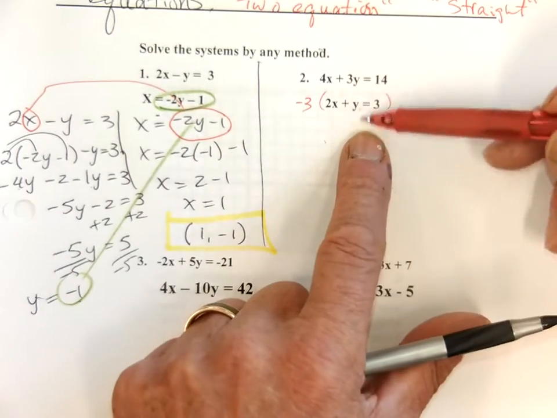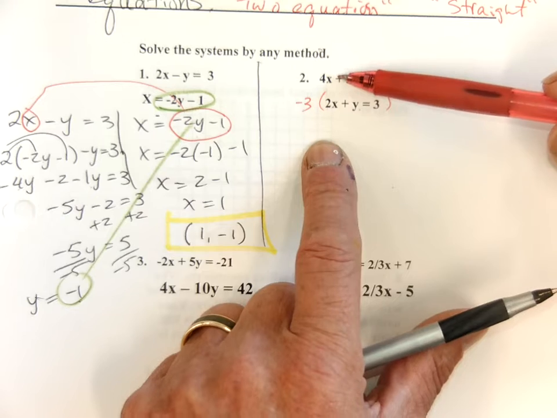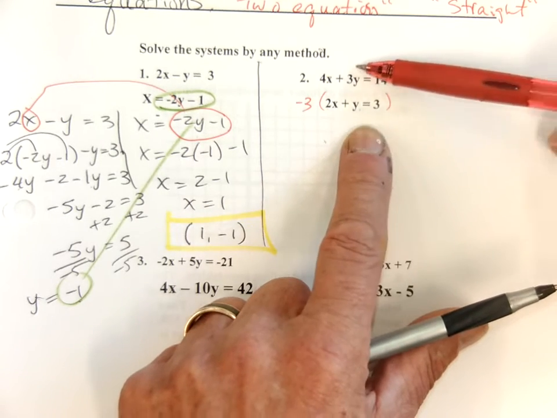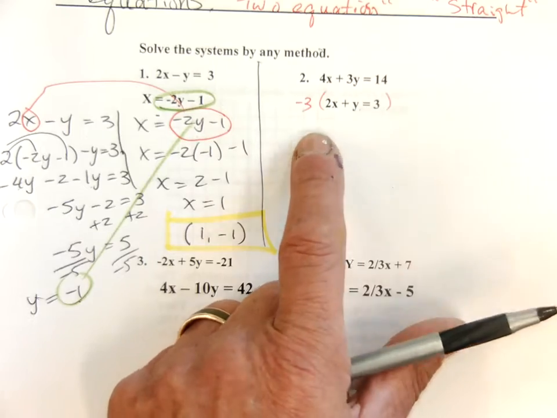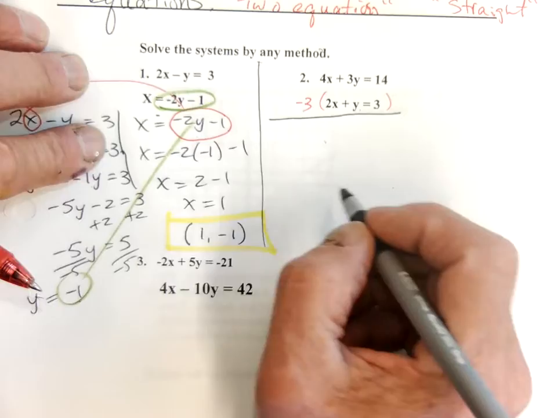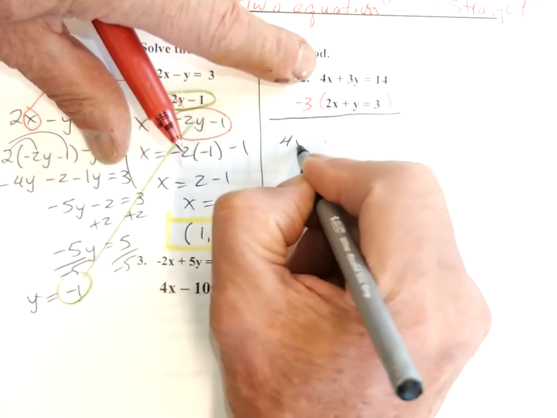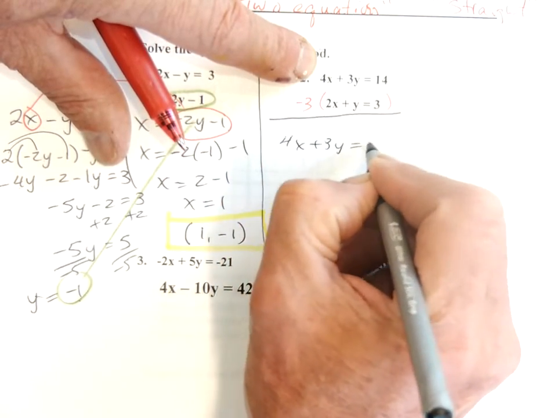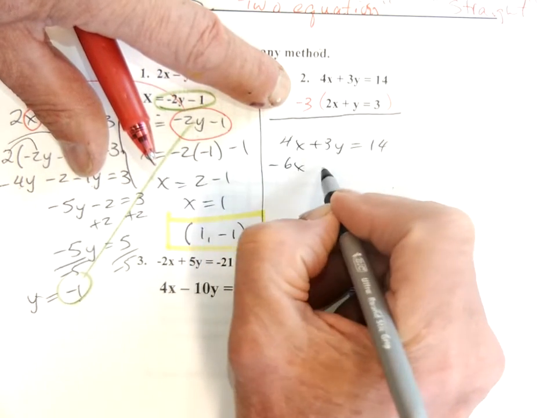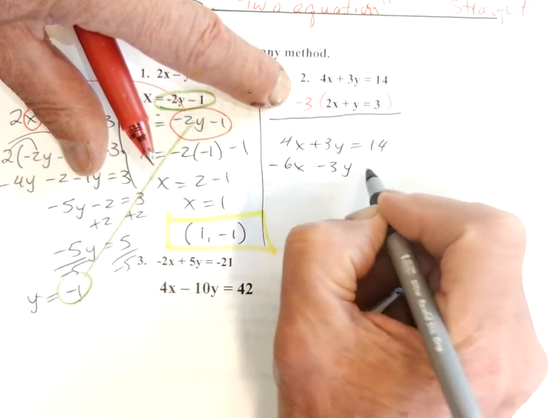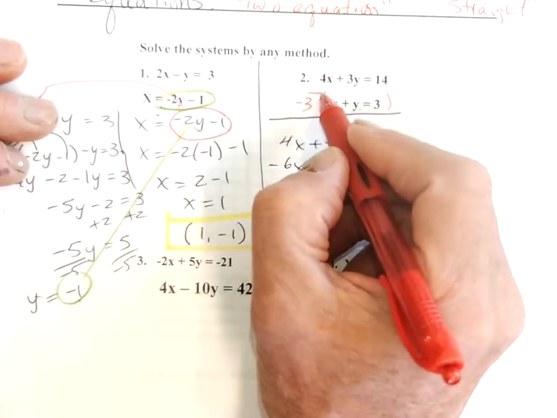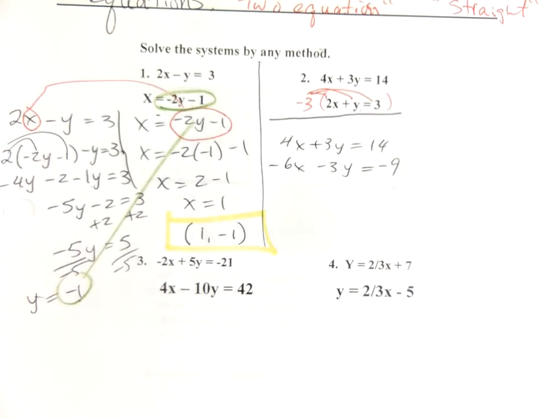I'm going to cancel the y's. Somebody else might argue and say, Mr. Davies, let's cancel the x's. Both answers are correct. I'm going to cancel the y's. If you want to cancel the x's, that's okay too. So I'm going to rewrite these two equations. Okay? So I'm going to keep my first equation the same. 4x plus 3y equals 14. But I'll rewrite my second equation as negative 6x minus 3y equals negative 9, because I multiplied everything through. Okay?